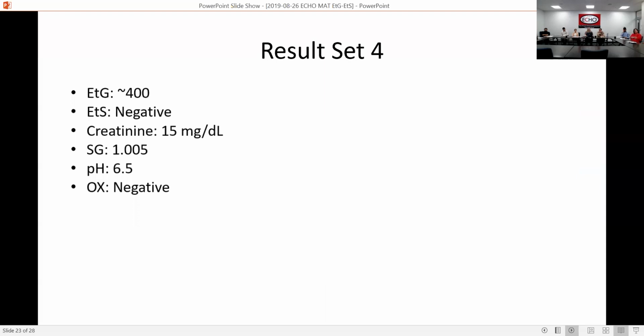All right, results at 4, we have an EtG around 400, a little bit above cutoff, ETS neg, creatinine low, SG low, pH neutral, oxidants neg. Dilute, right? Too dilute, not real urine.